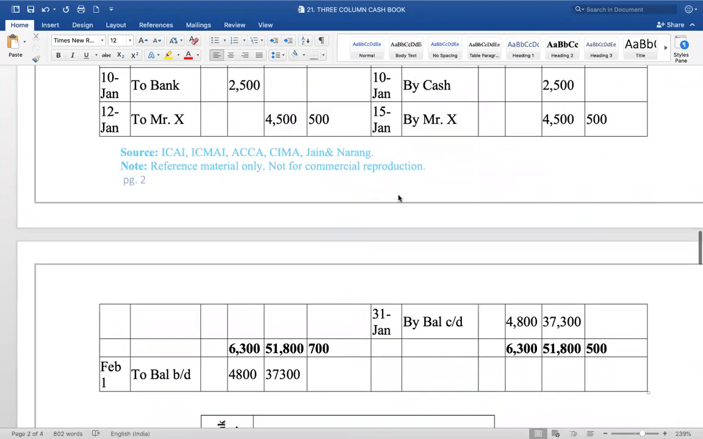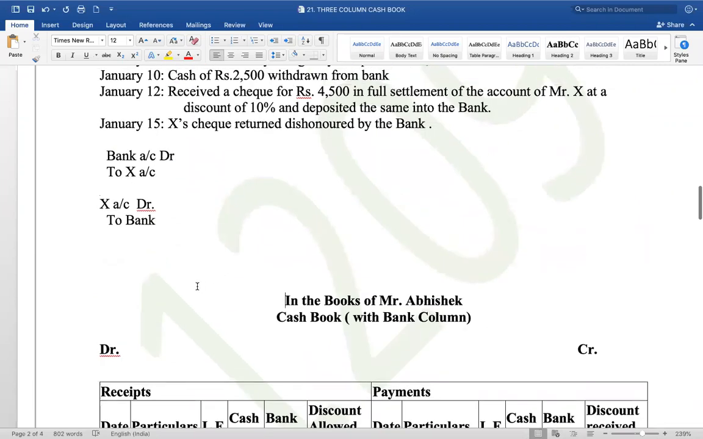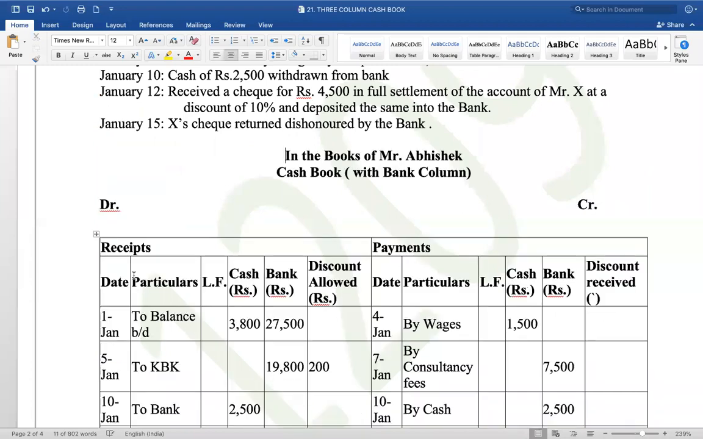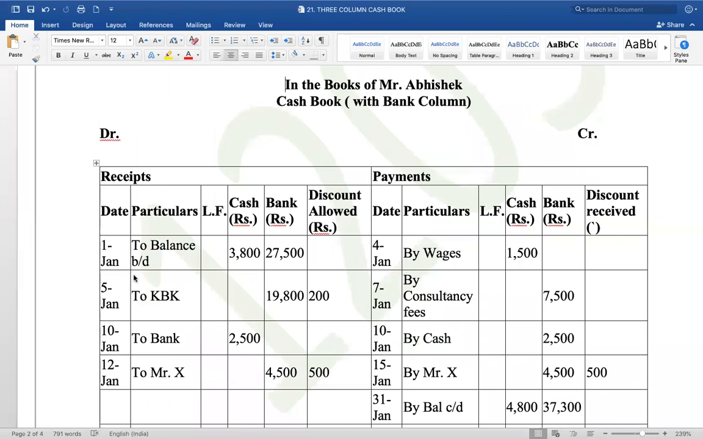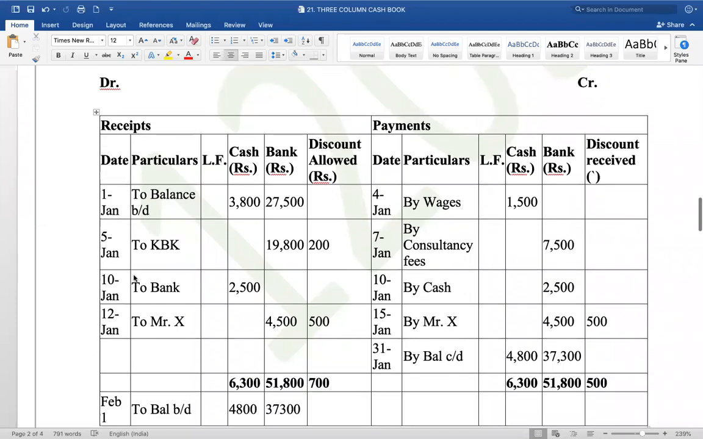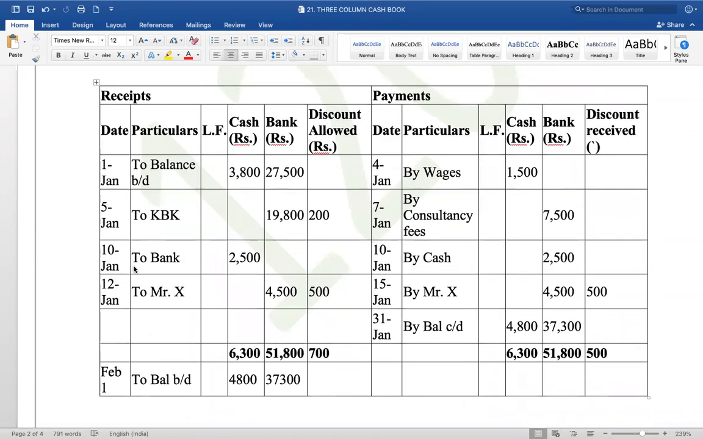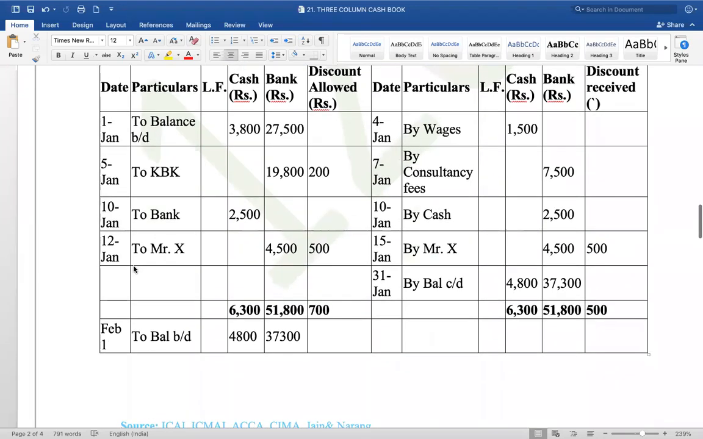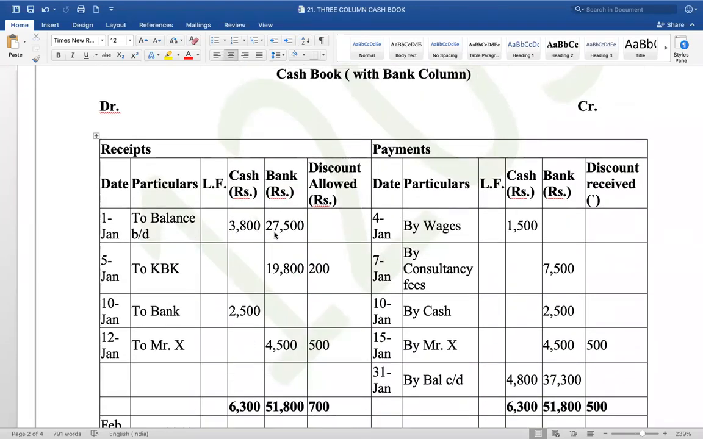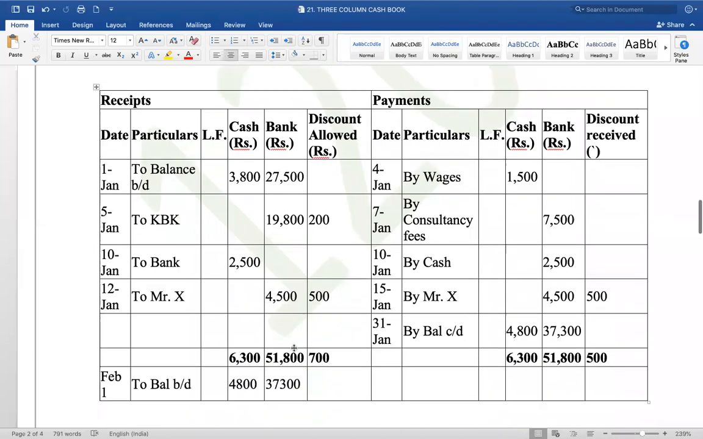So let's come to the totals. Total 27,500, 19,800, 4,500. Total 51,800.